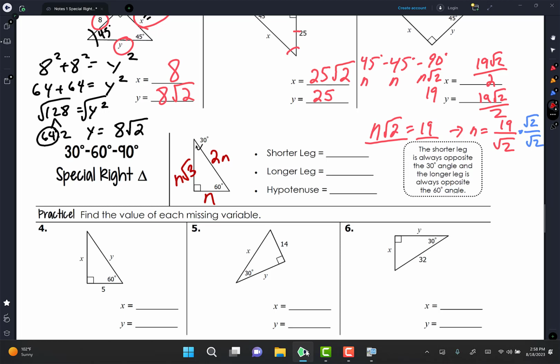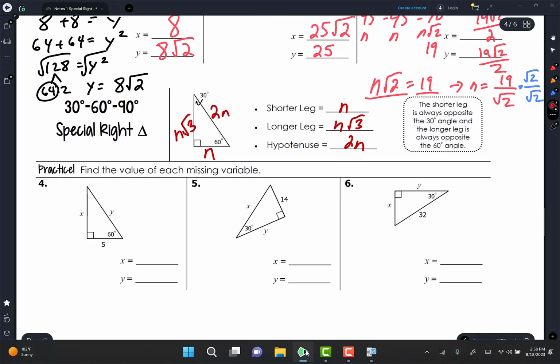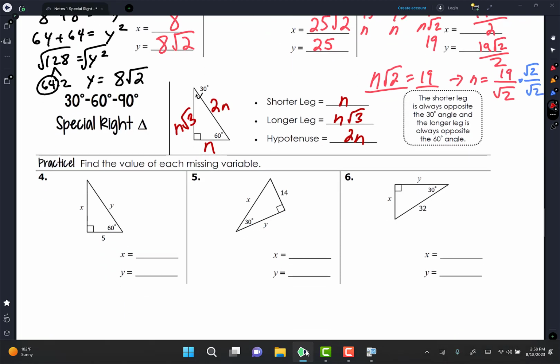Okay, short leg, n. Long leg, n square root of 3. Hypotenuse, 2n. Let's practice using it. You guys ready? This is 60 degrees. So if that's 60, this must be 30 degrees up there. 30 degrees creates your short leg. That's 5. So the x must be my long leg. So x has to be what? 5 square root of 3. And then y is double my short leg. So y has to be 10. Done. That's it. Cool or not cool, guys?